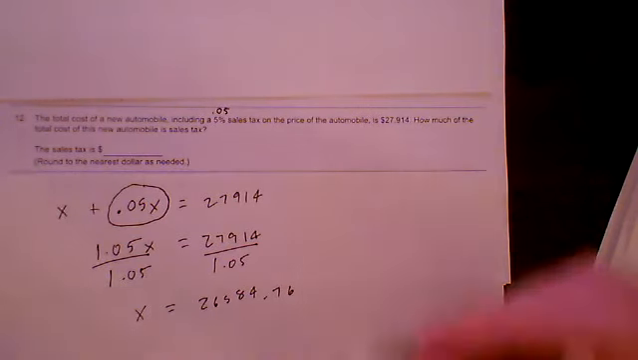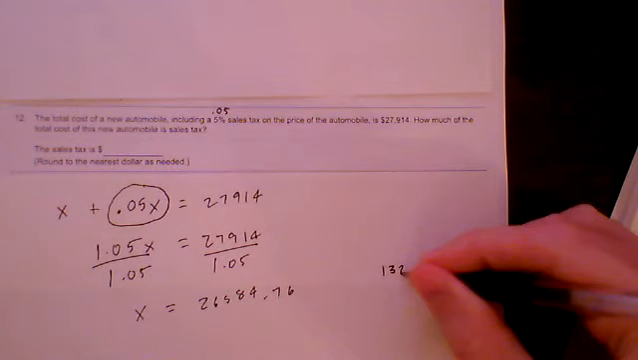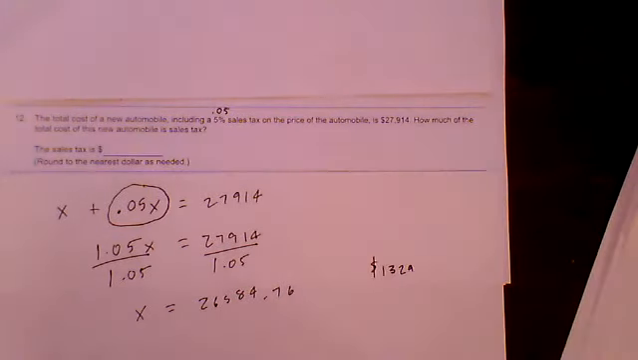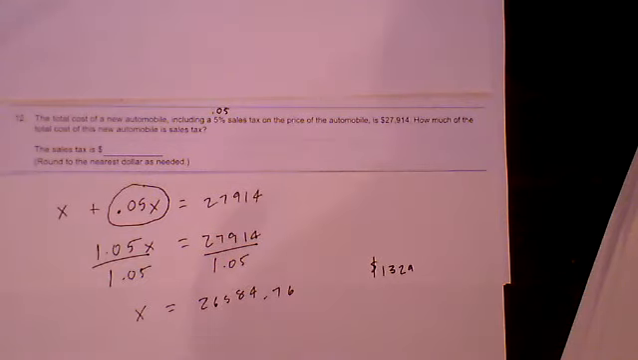So in this case, I put that in my calculator. I get 1329 rounded to the nearest dollar. So we're just going to go with 1329.